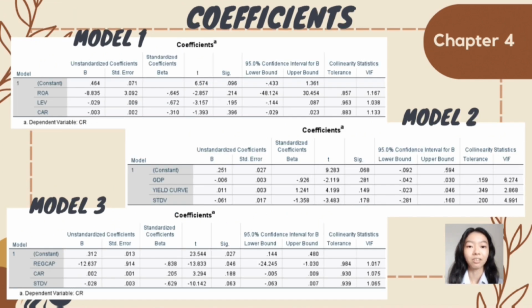On the other hand, the coefficient table shows that Model 3 has a significant result. Regulatory capital has the most significant effect on credit risk with a 0.046 p-value, followed by market risk with a p-value of 0.063. These results are the same as the studies by Ahmad in 2004 and Su, which show that regulatory capital and market risks negatively and significantly affect credit risk in banks.